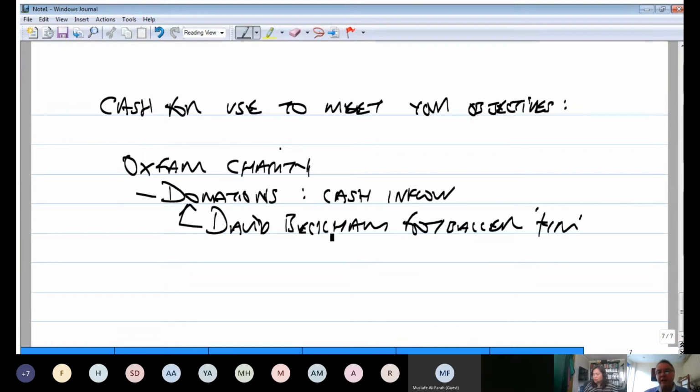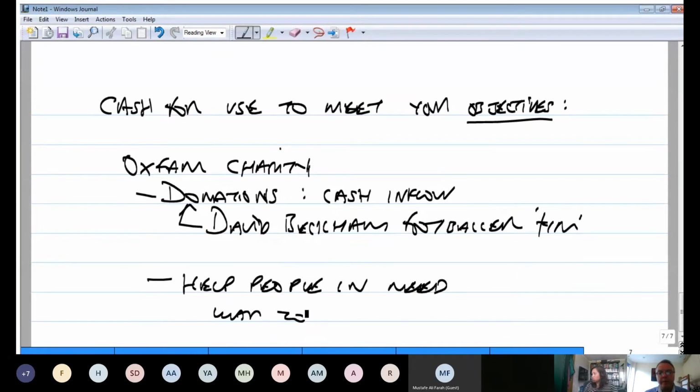Now, Oxfam as a charity, to meet their objectives, what is the Oxfam objectives? Well, what they do, they help people in need. So, for example, if you're in a war zone, or these days, of course, with COVID, and people might be homeless, and people might need, for example, tents. They might need medicine.